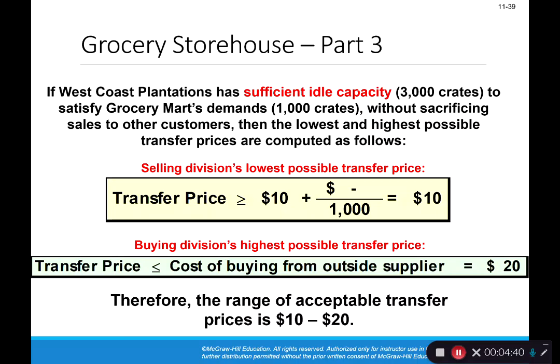So let's look at an example. If West Coast Plantations has sufficient idle capacity, they have 3,000 crates of idle capacity, and Grocery Mart only wants 1,000, so they got plenty to go around. So the way I figure out the units taken away is I figure out my capacity minus my sales to outsiders.